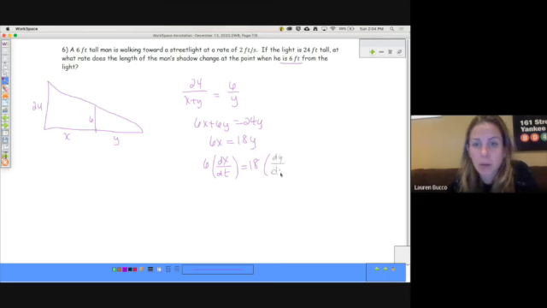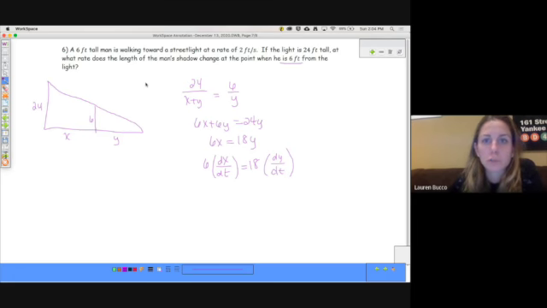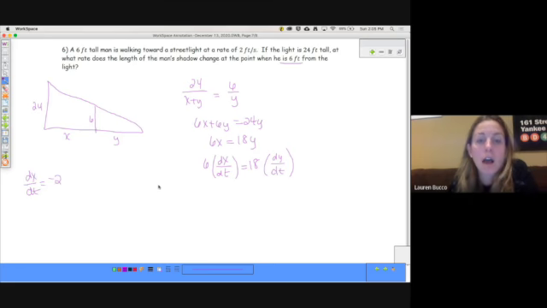So let's see, what do we know and what was given to us? Perfect. Okay, so he is walking towards the light, so x is getting smaller. So we know that dx/dt is equal to -2 because x is getting smaller as we walk towards the light. And then we're looking for the rate at which his shadow is changing.